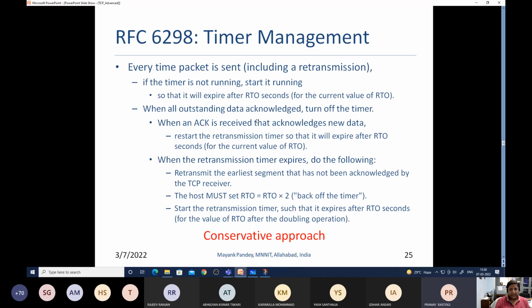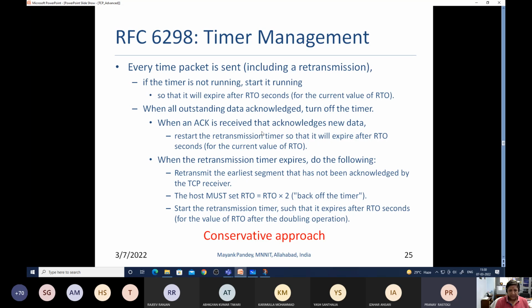When all outstanding data is acknowledged, similar to, remember, the pipelined protocol, if all outstanding data is acknowledged, turn off the timer. It means whatever data is in flight and everything is acknowledged. So that is the case when your next sequence number is equal to the base of the window. Then you will turn off the timer.